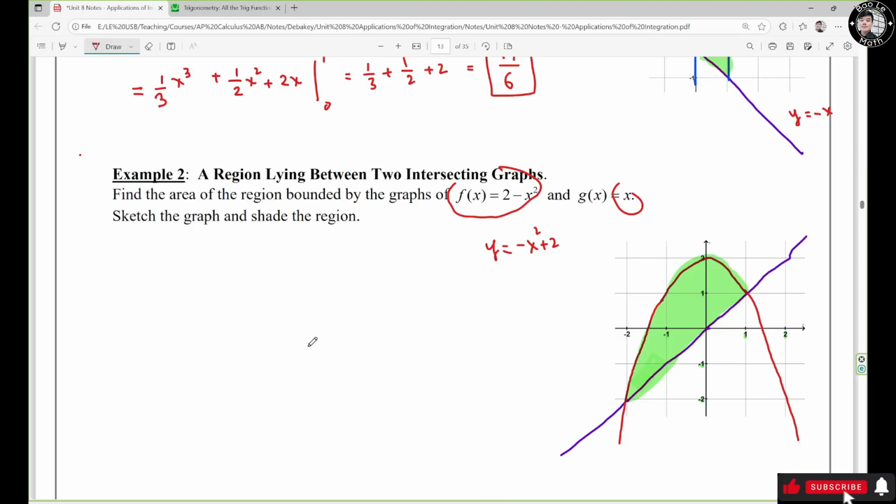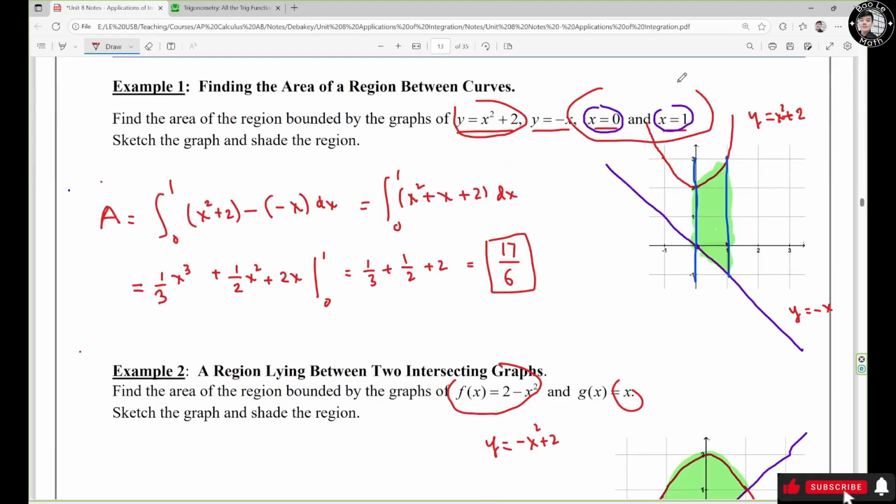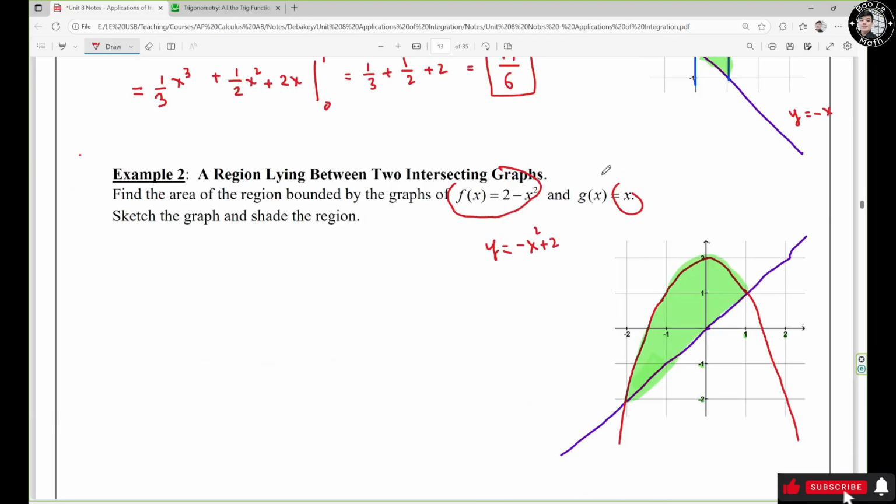Now observe that example number 2 is slightly different from example number 1. Why? Because you don't have the upper bound and lower bound. Example 1 was given the upper bound and lower bound, but this one doesn't have it. So how do we do it? We need to find it. We need to find the intersection between the two graphs. It's going to be right here and right here. In other words, we need to solve a system of two equations.